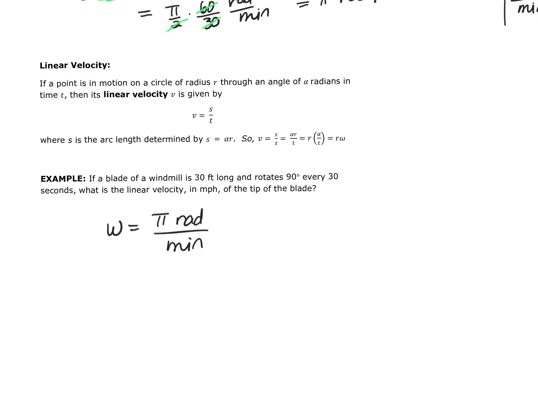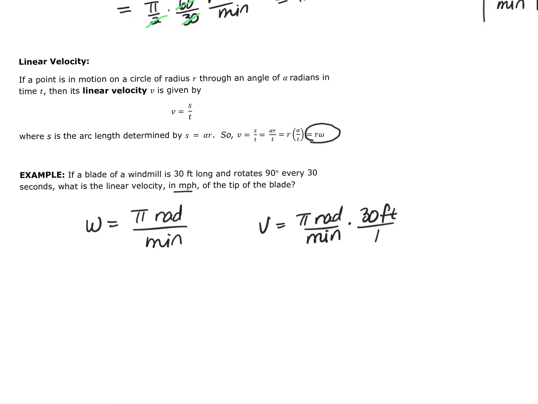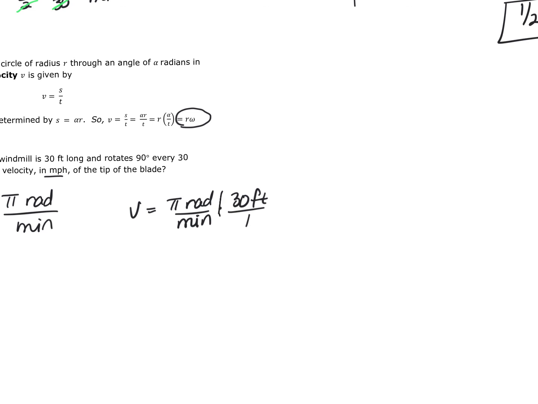Okay. Now remember, linear velocity is just angular velocity multiplied by my radius. So my velocity is pi radians per minute multiplied by my length, which is 30 feet over 1. Now that's it if I wanted it in feet per minute. However, I want it in miles per hour. So now I have to do all of my unity fractions to get all my units to align.